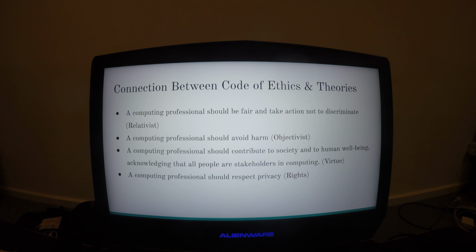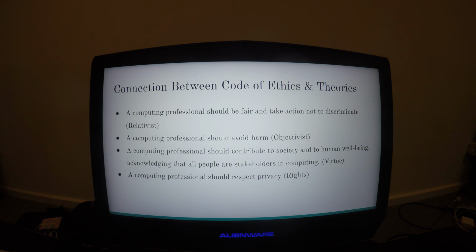Next is a computing professional should contribute to society and to human well-being, acknowledging that all people are stakeholders in computing, and it has a connection with virtue, because virtue is a quality of good moral being. This principle encourages computing professional not only to accomplish personal achievement in relation to ICT, but to consider to extend personal quality to bring and share a positivity and goodness to the society.